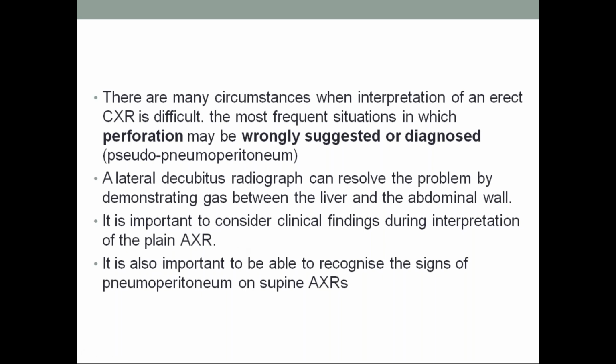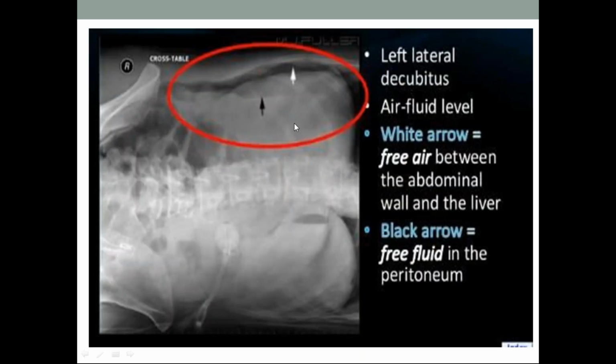It is also important to be able to recognize the signs of pneumoperitoneum on supine abdominal radiograph. I will show you. This is a lateral decubitus sign you will see in pneumoperitoneum. Here this is the air fluid level. This is the air level. See, this is the air and this is the fluid level. The black arrow is the free fluid in the peritoneum, and the white arrow is the abdominal free air.